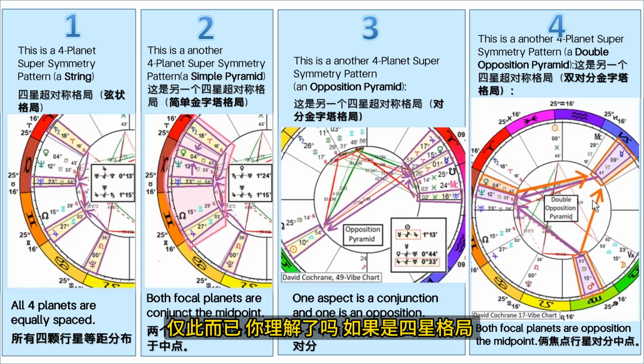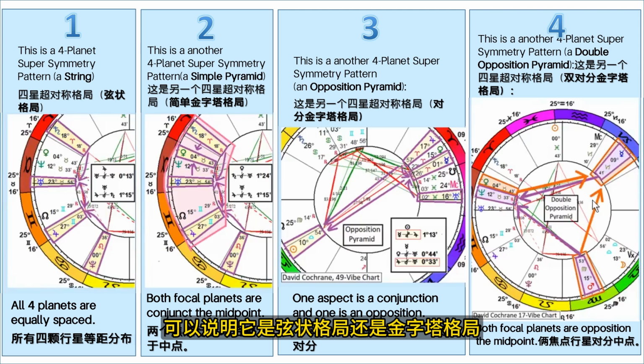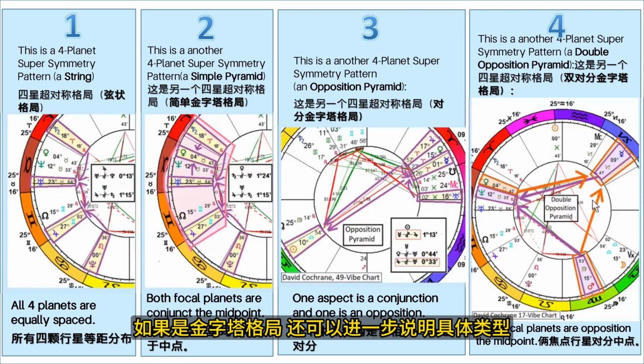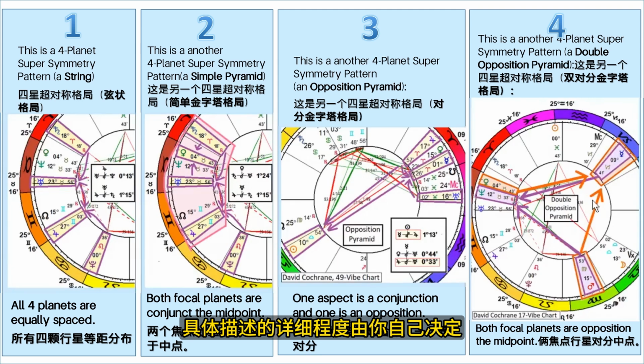If you have a 4-planet supersymmetry pattern and you want to be specific, you can specify whether it's a string or a pyramid, and you can also specify what kind of pyramid it is, whether it's a simple pyramid, an opposition pyramid, or a double opposition pyramid. That's up to you to be as specific as you want to.